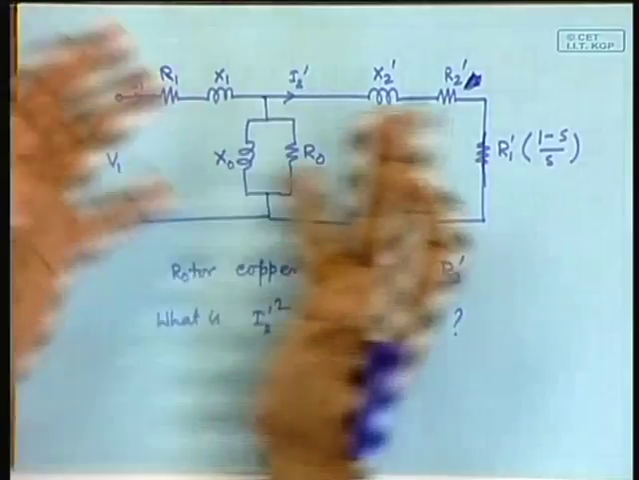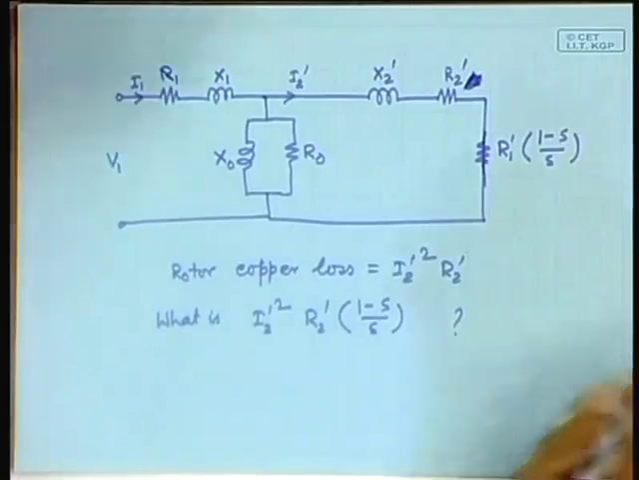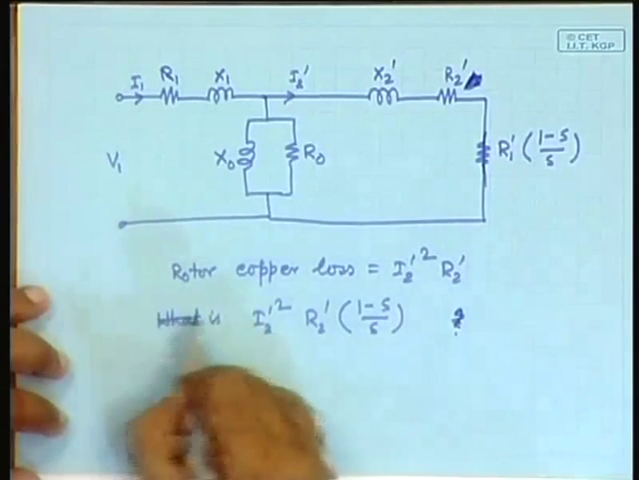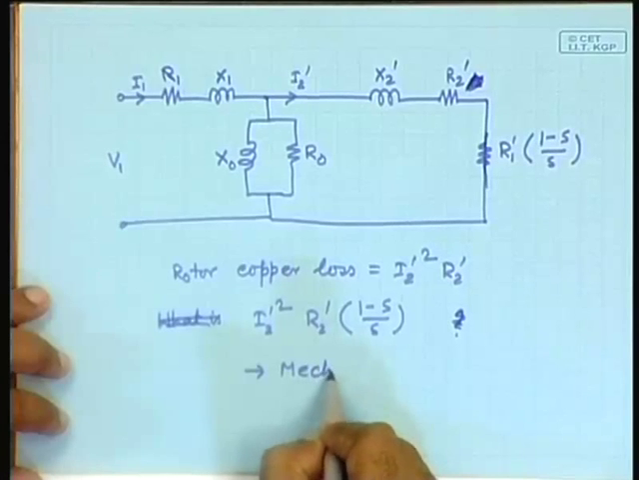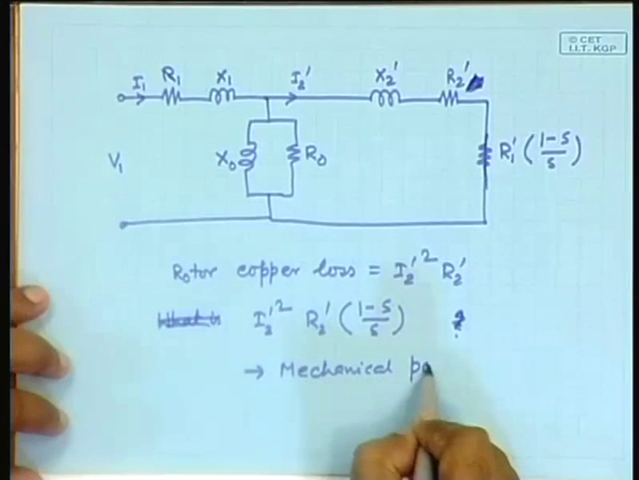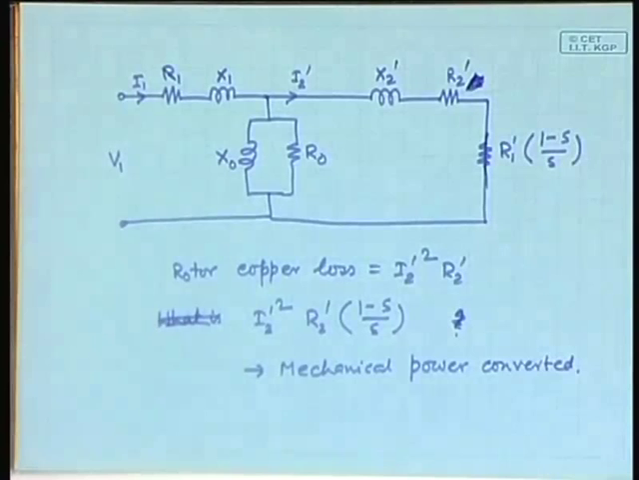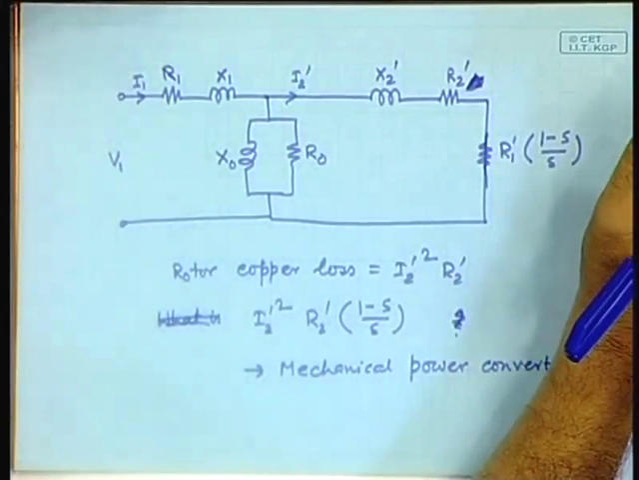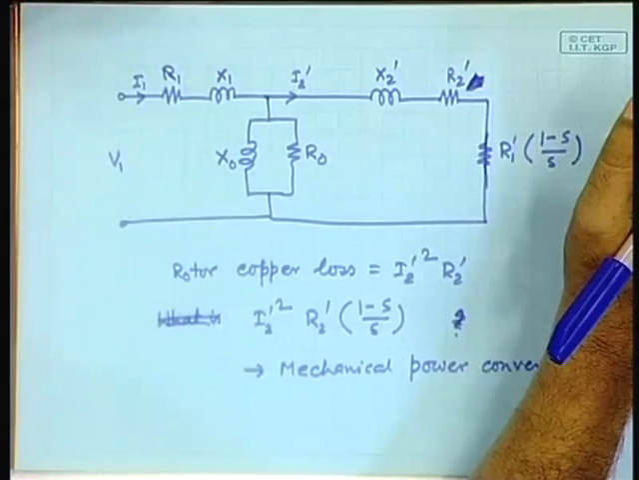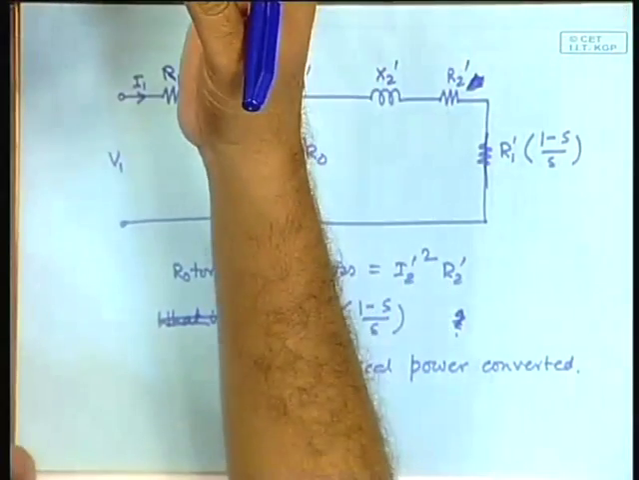Clear? So, you see, in terms of the equivalent circuit, even the mechanical quantities become immediately clear. This is the mechanical power that is ultimately available, that will produce the torque, that will produce the actual motive force. So, this is the mechanical power. The moment you have the mechanical power, it is trivial to obtain the torque. Why? Because the mechanical power is the torque times the angular speed.